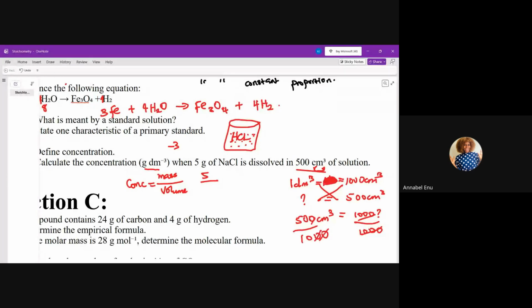So for us to have just the unknown, we'll be multiplying through by 1000. 0 cancels 0. So we now have 5 divided by 10, which is equal to 0.5. So our volume is now 0.5 dm cube. Now we can divide properly and get our accurate answer. When we divide, 5 divided by 0.5 gives us 10. So this is now 10 gram per dm cube.